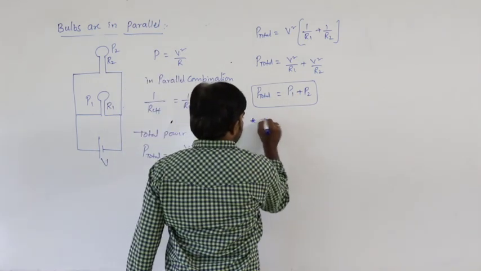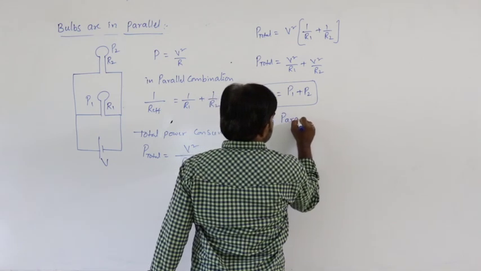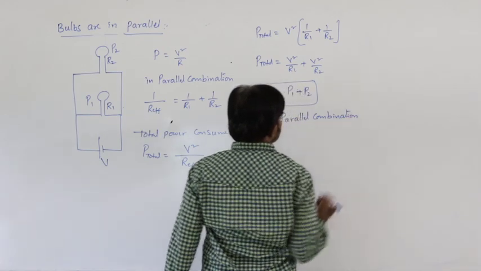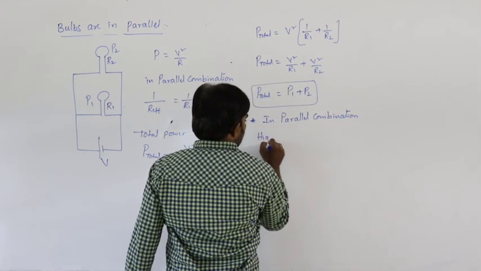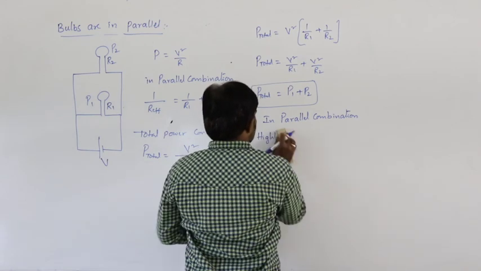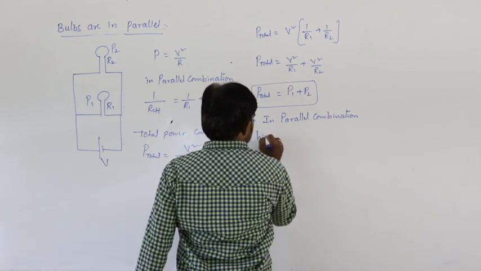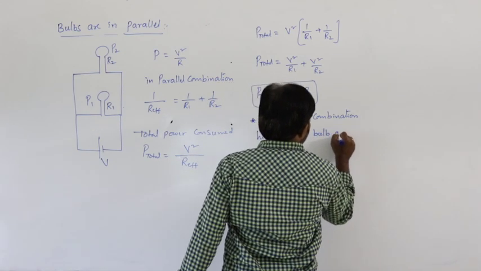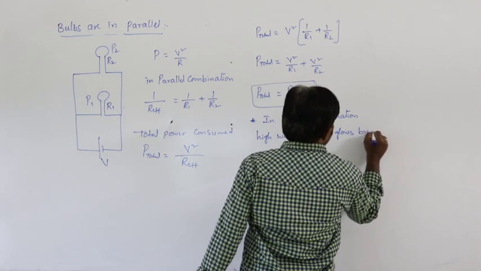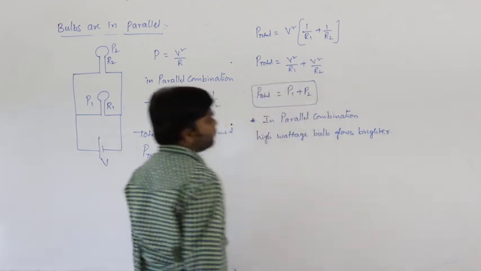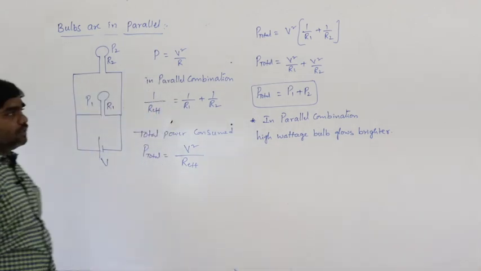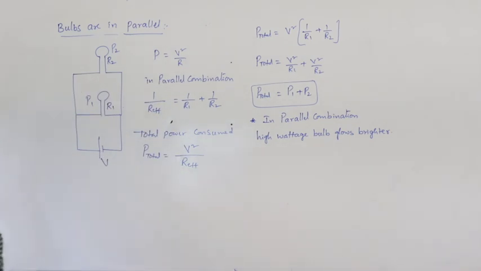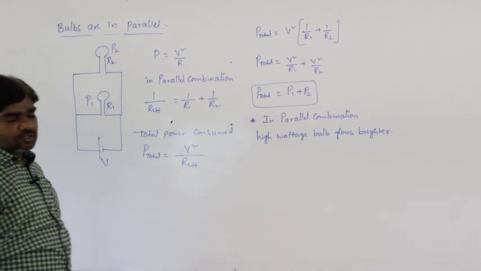And here in parallel combination, high wattage bulb glows brighter, but in series combination, low wattage bulb glows brighter. So that is the situation for series and parallel combinations of bulbs.